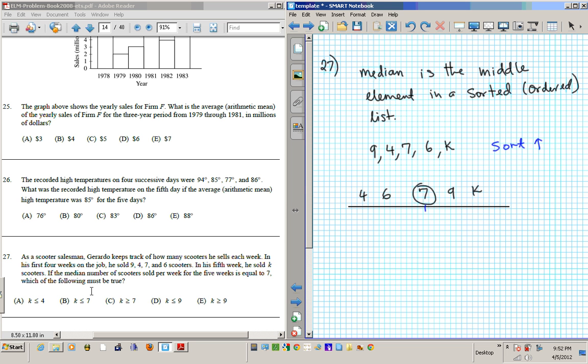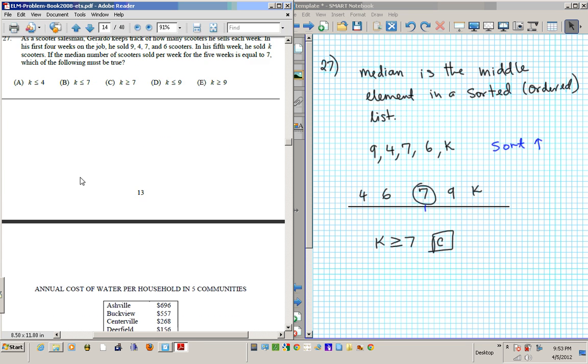So which of these satisfy this equation? So basically K has to be greater than or equal to 7 in order for it to be to the right of 7. Okay, so the answer for this one is B. Okay, I'm sorry, C. It has to be bigger. Alright? Okay, now let's move on to question number 28.